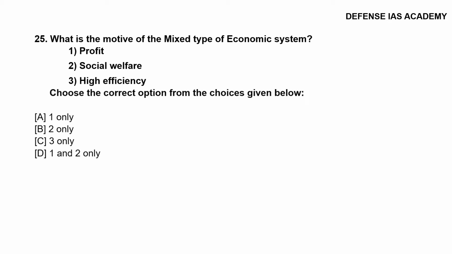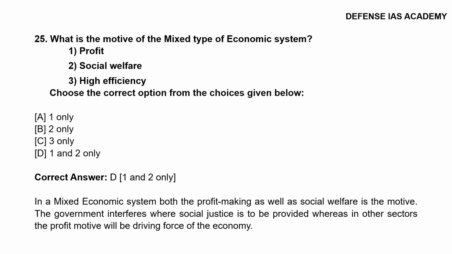25. Which is the motive of the mixed type of economic system? 1. Profit. 2. Social welfare. 3. High efficiency. Choose the correct option from the choices given below. The correct answer is D. 1 and 2 only. Means profit and social welfare. That's the motive of a mixed type of economic system.